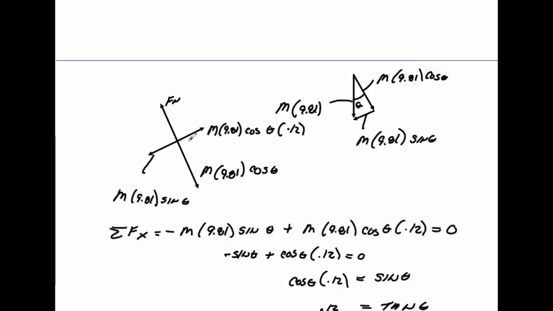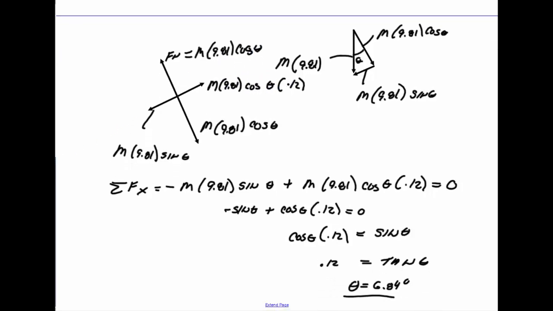Then I drew my free body diagram. I'd have mass times 9.8 cosine of theta coming down, which I got right here. Mass times 9.8 times the sine of theta going this way. I have friction going back up this way, which would be the normal force, which is also equal to mass times 9.81 times the cosine of theta. So this would be normal force times mu.